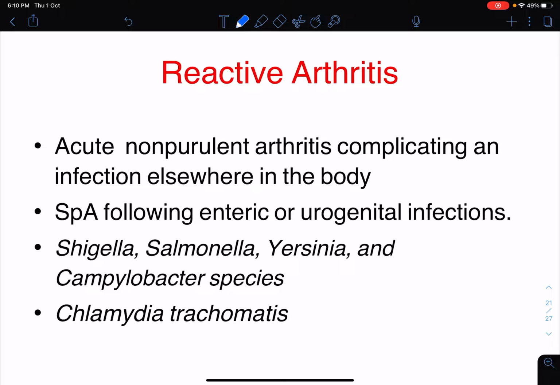Reactive arthritis is an acute non-purulent arthritis complicating an infection elsewhere in the body, not in the joints. This is a spondyloarthropathy which follows an enteric or urogenital infection, and the responsible organisms are Shigella, Salmonella, Yersinia, Campylobacter species, or Chlamydia trachomatis.